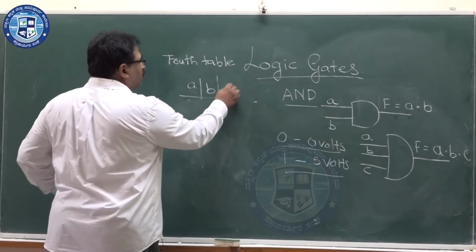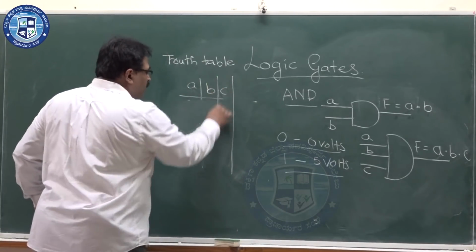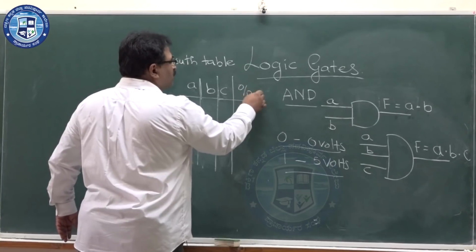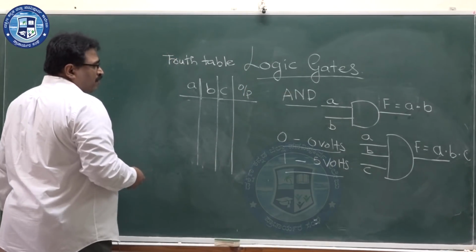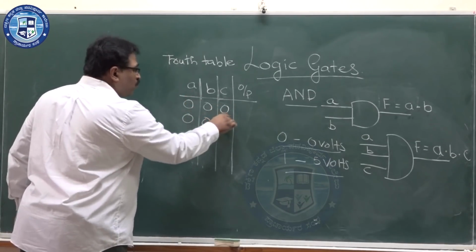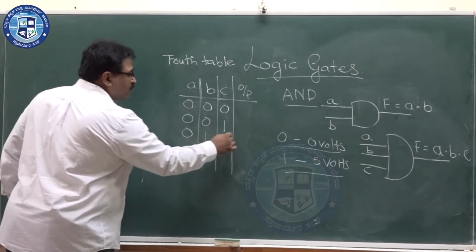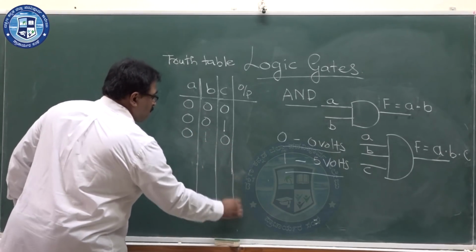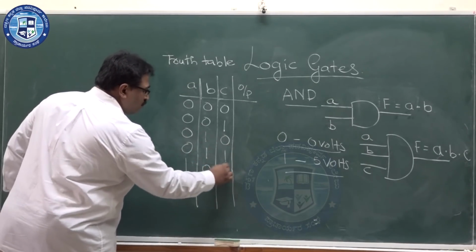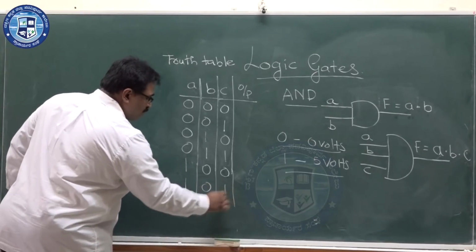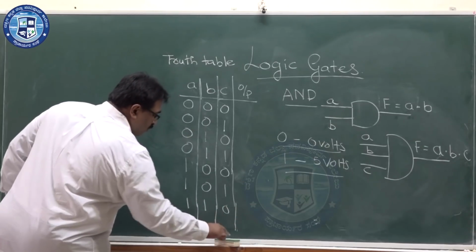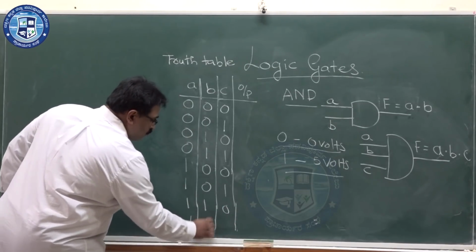Since you have 3 inputs, so it is A, B, C, and you have the output. In our case, we are given it as F. So it is 0, 0, 0, 0, 0, 1, 0, 1, 0, 0, 1, 1, 1, 0, 0, 1, 0, 1, 1, 1, 0, and the last one is 1, 1, 1.